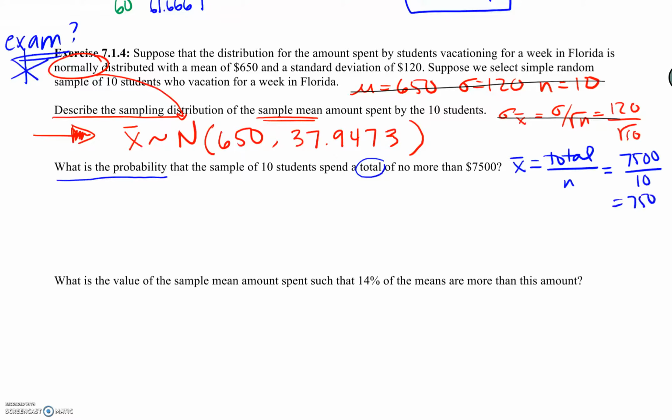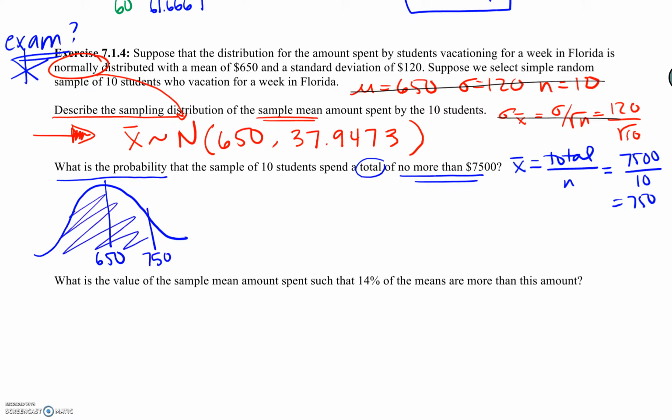So basically, if the sample spends more than $7,500, that means on average, each person spent more than 750. So we are able to then use our nice little distribution centered at 650 that we found in the first part. We know we want to see of no more than 7,500, which is 750, and no more than would actually be this side, not what I was saying earlier. Clearly did not read my question. So that's what we're looking for.